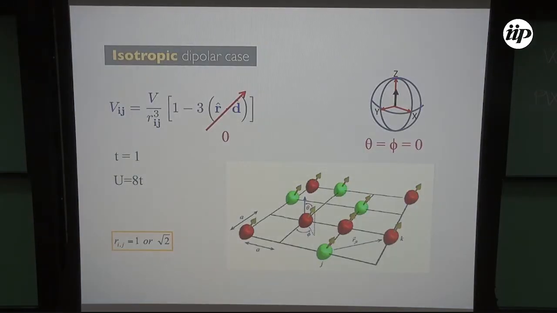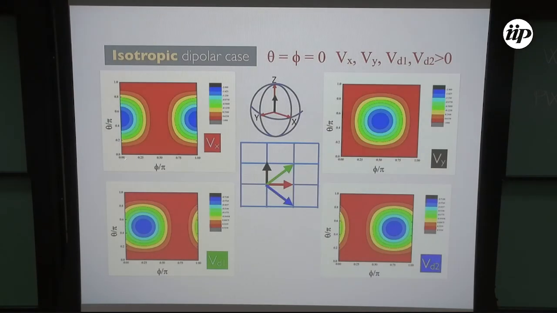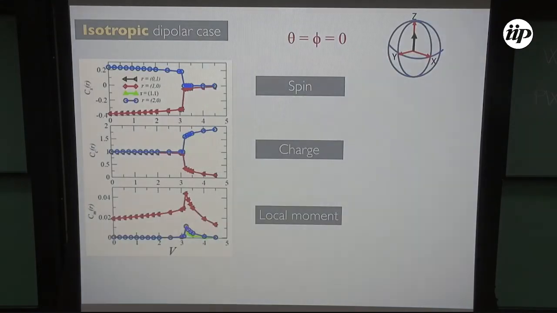We start looking at this problem by looking at theta and phi equal to 0, everybody pointing up. This is isotropic, so it is a nice test to start with. If we look at 0, 0, which is this corner here, everything is red. So all the near neighbor and next near neighbor interactions are positive. And when we look at the ground state correlation functions, we get that.